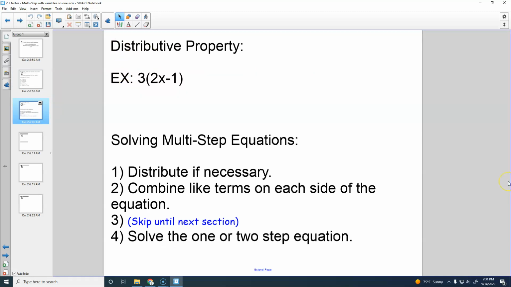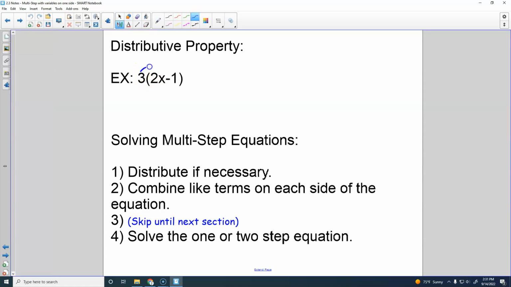Distributive property. We also did this a little bit, but just as a quick refresher, distributive property tells me that if 3 is multiplied by this parentheses, I can just multiply both terms in the parentheses by that number. So 3 times 2x would give me 6x, and then 3 times -1 would give me -3.